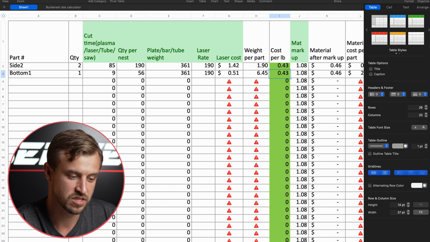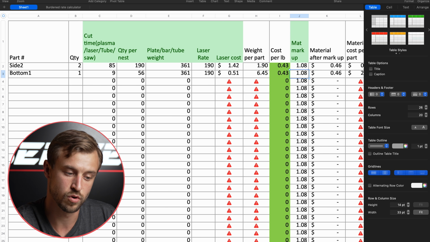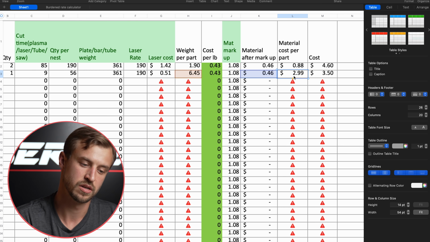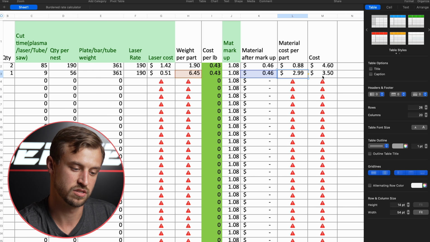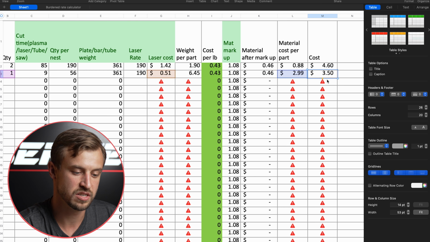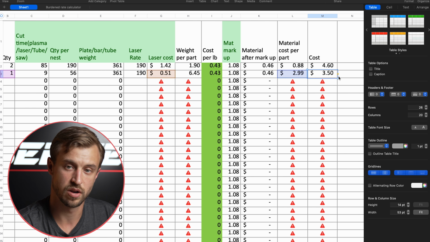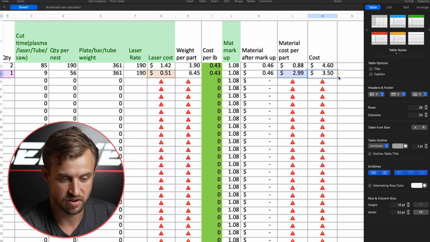Again, 7-gauge, the quote came back at 43 cents a pound. We're doing 8% markup on the raw material. So after the material markup, raw material cost for this bottom plate is $2.99. When we add in the laser processing, we're at $3.50. And there's only quantity 1, so you don't have to multiply it.